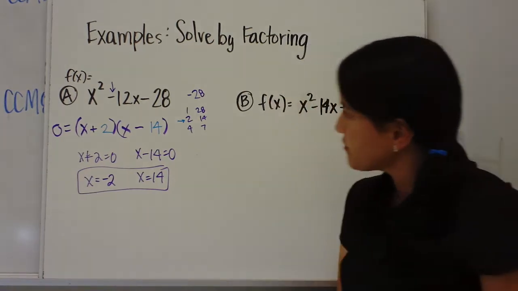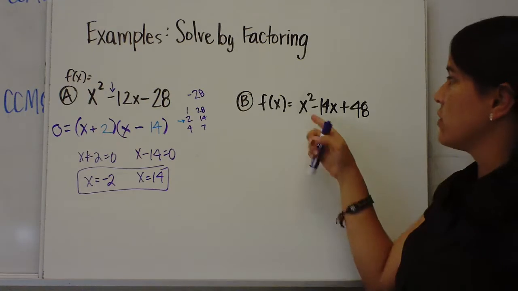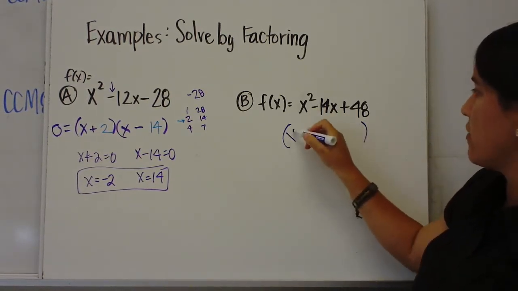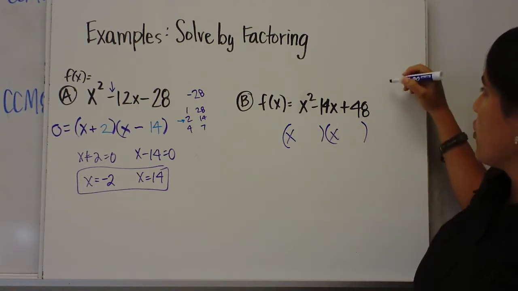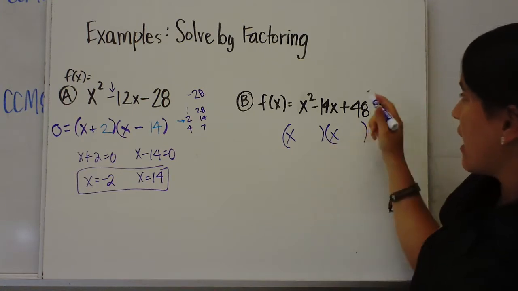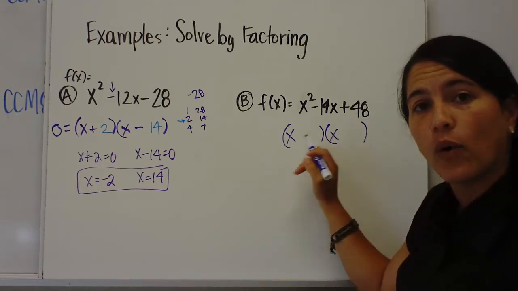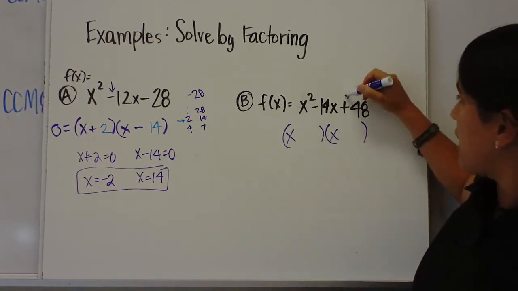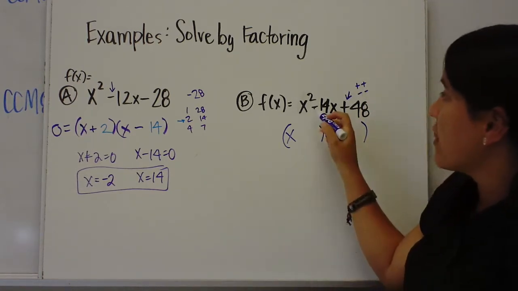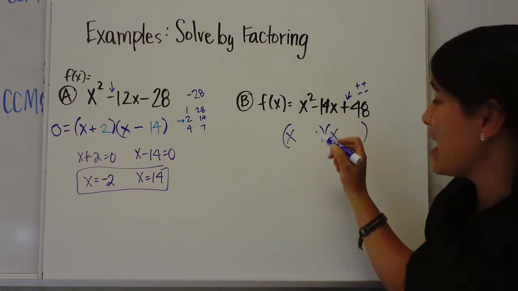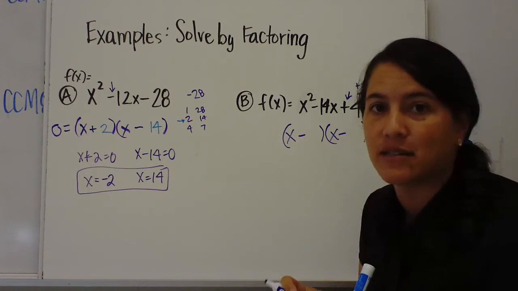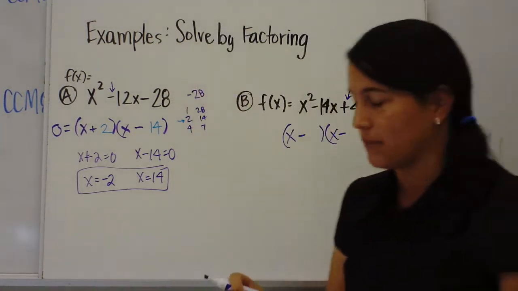Let's do another one. All right, f of x equals x squared minus 14x plus 48. So we get our parentheses ready. We know that's going to be x. 48, so it's a positive. So we know that either these are both going to be positive or they're both going to be negative. In order to get this positive number over here, you have to have two positives or two negatives. This is negative, which means these are both going to be negative, because the only way to add to get something negative is to have a negative value in it.